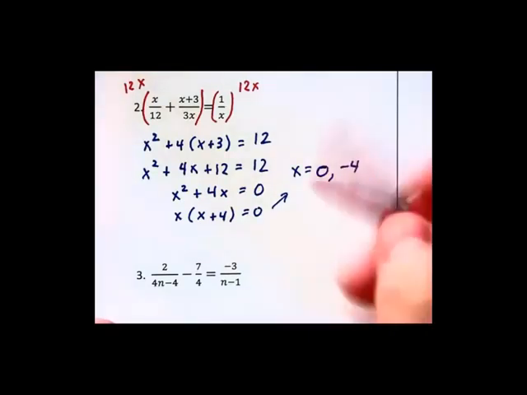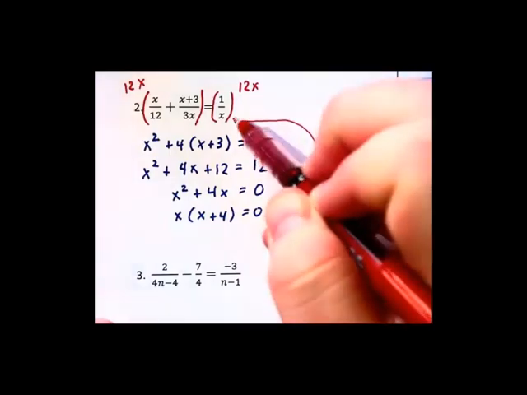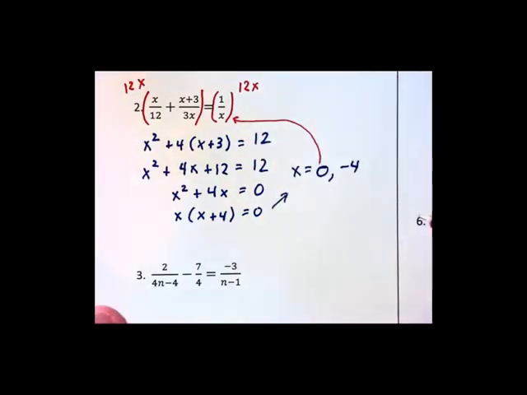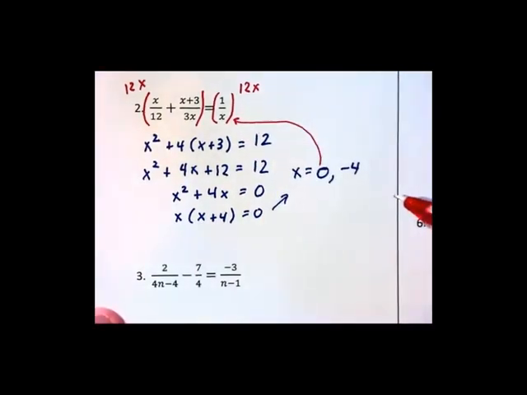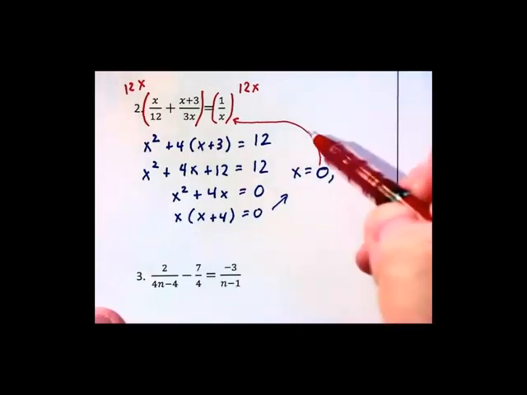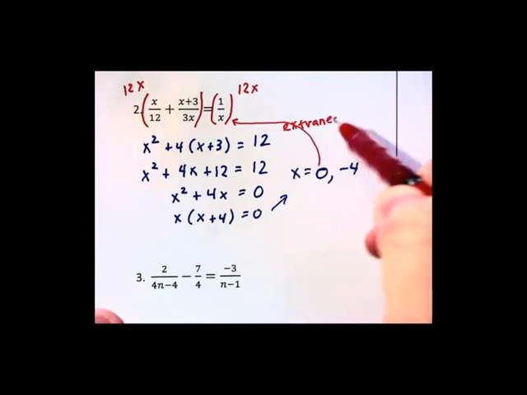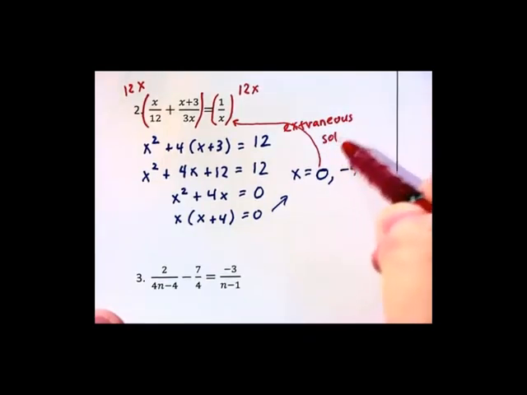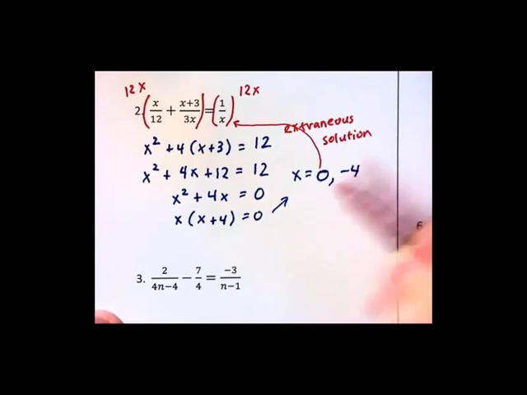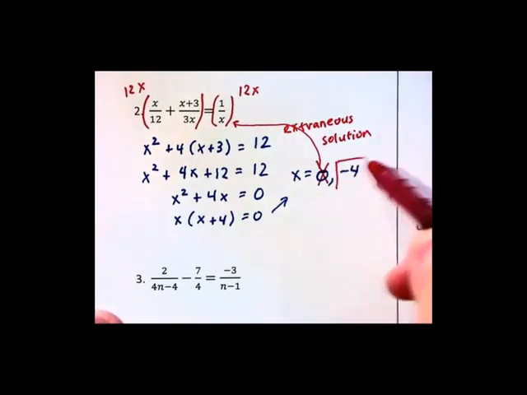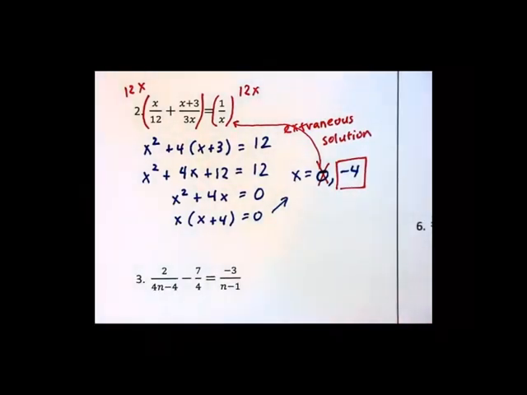Notice, however, that the 0, when substituted in, does not work. It gives us a 0 in the denominator, which is an undefined situation. We're going to say that this is an extraneous solution. Sometimes it's called an extraneous root, and we're going to cross it off. Only negative 4 is the solution to that equation. Extraneous solutions are a lot like weeds that just kind of pop up in the middle of your problem, and we need to get rid of them.